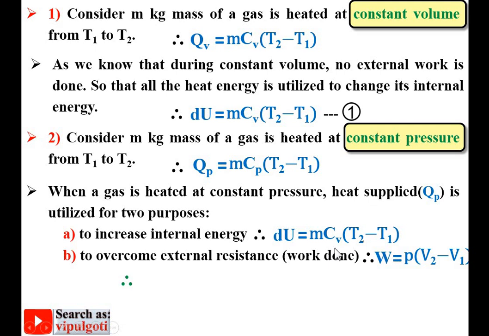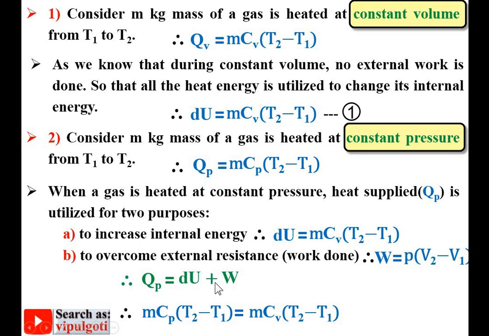So here you can understand Qp is equal to dU plus W. Now I put in the values: Qp is equal to m Cp (T2 minus T1), which equals dU, that is m Cv (T2 minus T1), plus W, that is P (V2 minus V1). Let's say this is equation number 2. Now I am going to simplify this equation in the next slide.